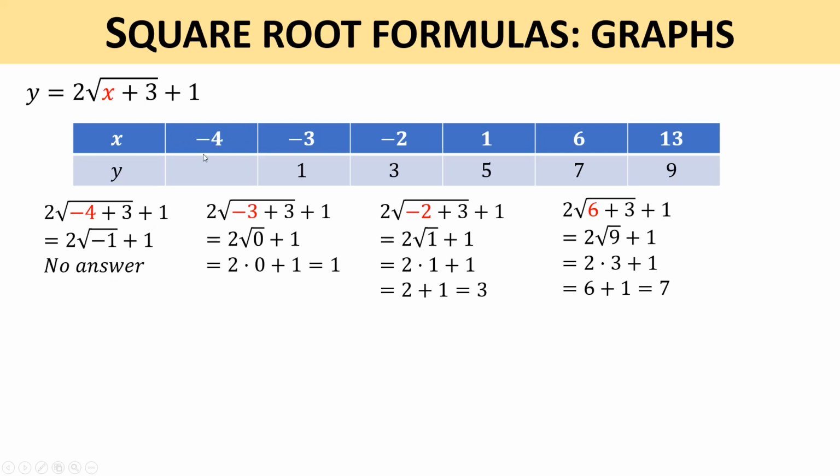And that means that when x equals minus 4, the formula itself has no answer. So in our table, there isn't any number that we can put here, so we'll have to put something like no answer, no number at all.